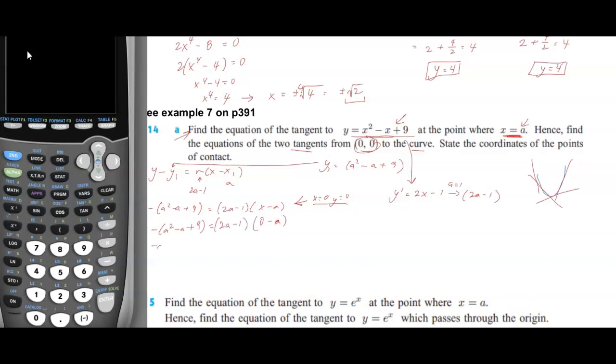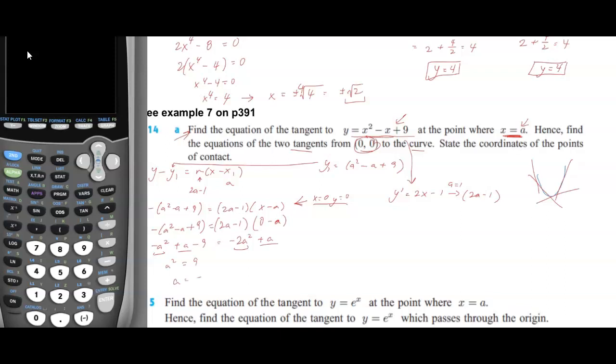Okay, so this is going to be negative a squared plus a minus 9 equals negative 2a squared plus a. These two cancel out. We can combine these two. I'll add 2a squared to both sides, so I'll get a squared on the left. And I would add 9 to both sides, so I'll get 9 on the right.